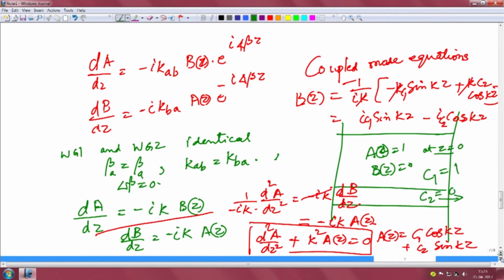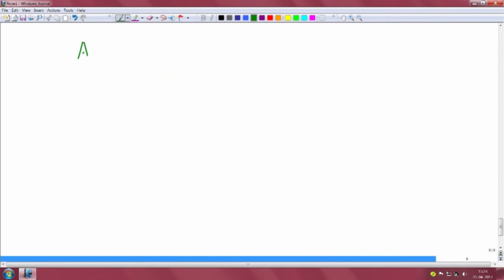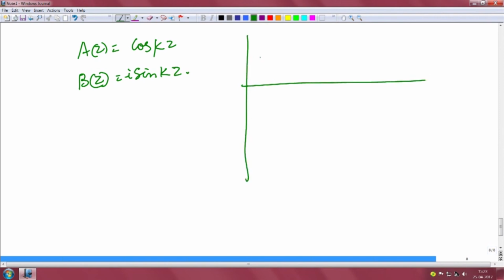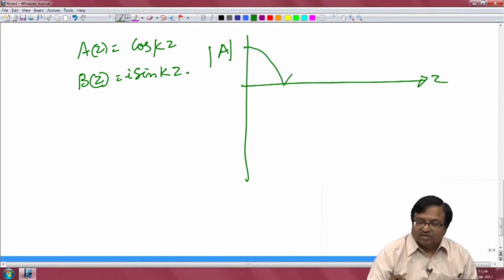So, we can say that the solution for this is A of z equals cos kz and B of z is minus i sin kz. So, I will plot the amplitudes to see what happens. So, let me say this is the z propagation direction, here are the amplitudes on this side. So, this is going as a cos. I will put only the magnitudes to illustrate.